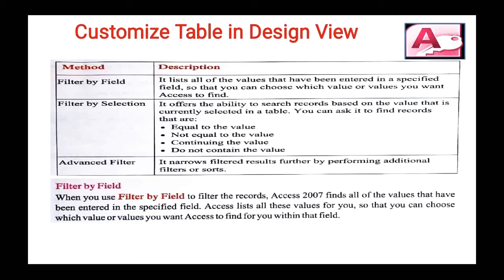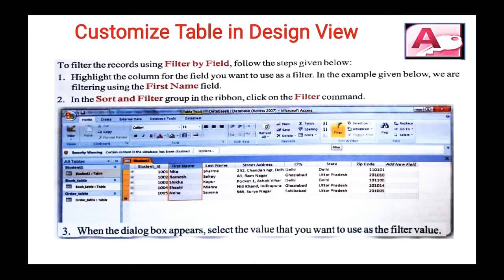Filter by selection: it offers the ability to search records based on the value that is currently selected in a table. Equal to the value, not equal to the value, contains the value, does not contain the value. Advanced filter: it narrows the filtered result further by performing additional filters or sorts.